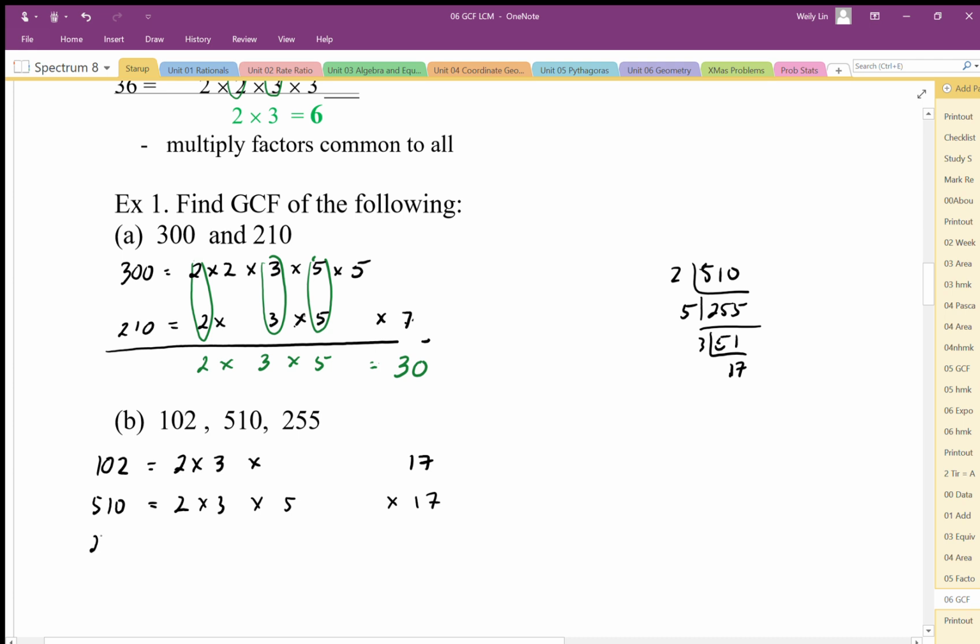Okay, 255 is going to be 3 times 5 times 17. Okay, so that's the nice thing, I can see what they're sharing now. And so they share a 3 and a 17. So we get 3 times 17. Okay, so that's equal to 51. So 51 is my greatest common factor.